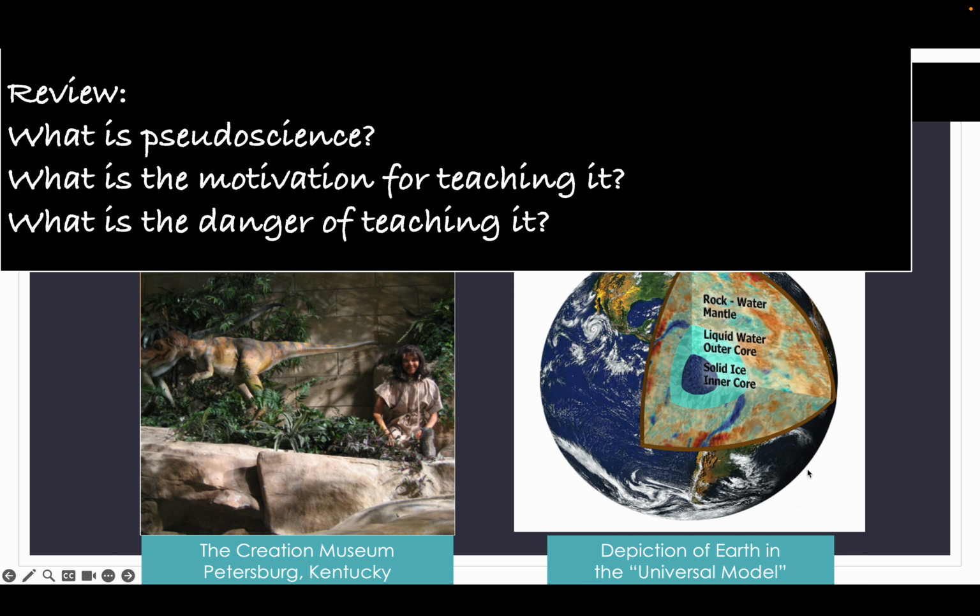We talked about these two, like the Creation Museum that's got a person with a dinosaur, and then the universal model, which is an incorrect view of science that has water on the inside of the earth. So that's where Noah's floodwaters went, and the idea is that it's giving people an alternative to science so that they don't lose their faith.